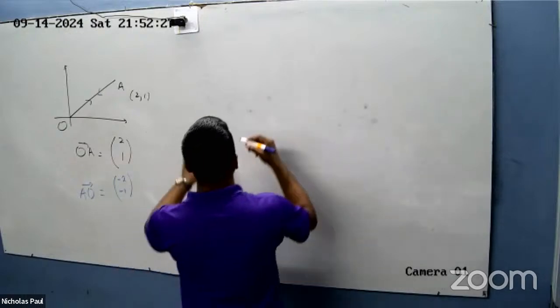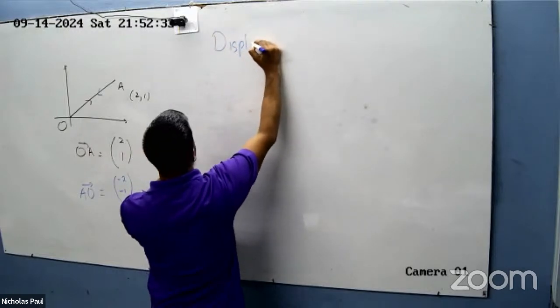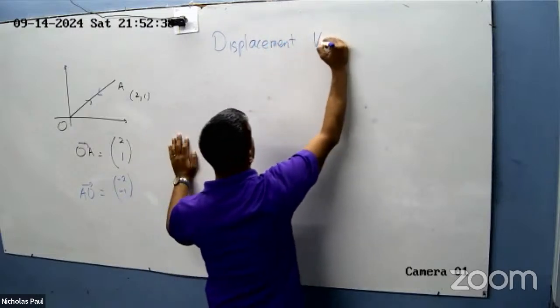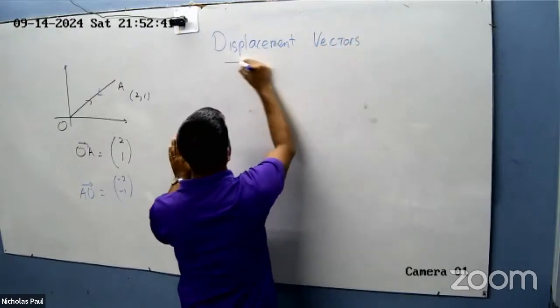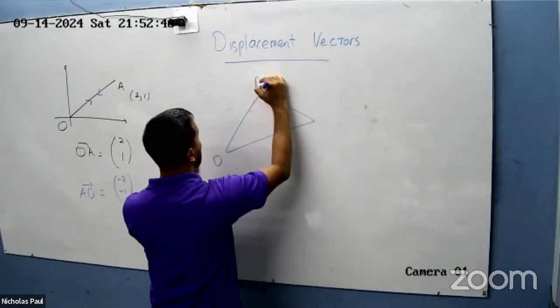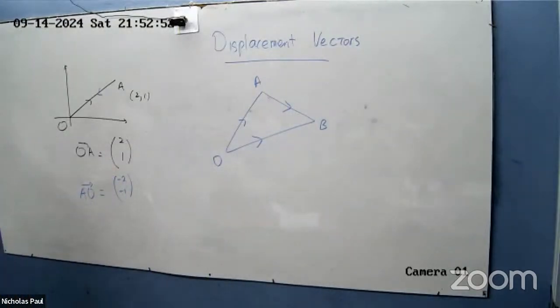All right, so online, everybody's saying good, right? This a little light now. Right? So just take a small note. Displacement vectors, small note.